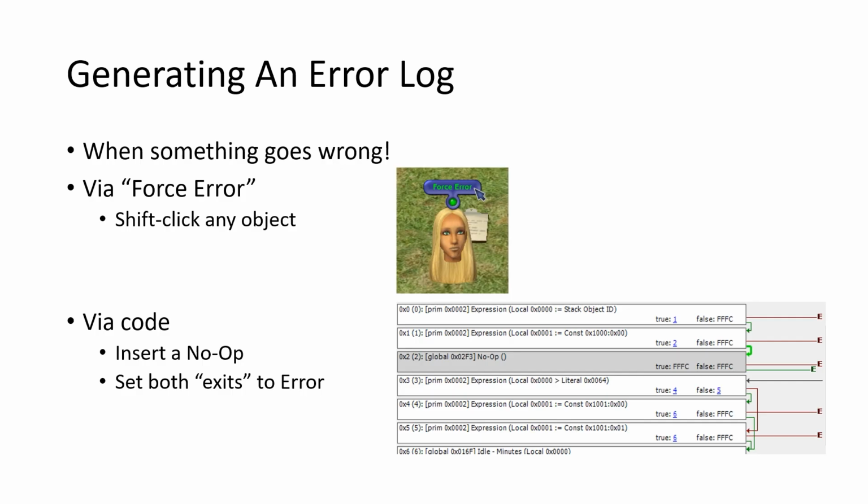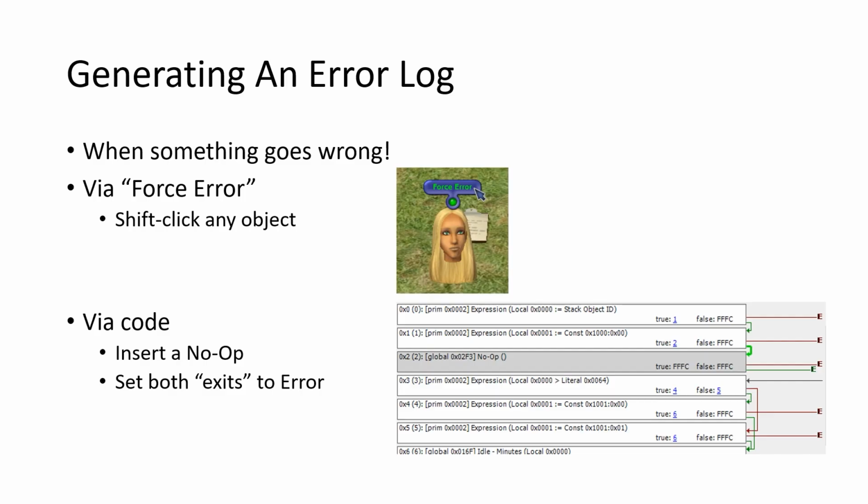So how can we generate an error log? Well, three ways of generating it really. When something goes wrong and you get the pop-up that comes. The other way is that you can, with testing cheats enabled on, shift click any object which brings up the debug menu, and one of the debug options is always force error. And if you click that, it will cause the object to throw an error and you'll get an error log. These can be quite useful for determining what is on a lot, what is in an inventory, things like that, without looking through. The other way to generate an error log is from within a BHAV via code.